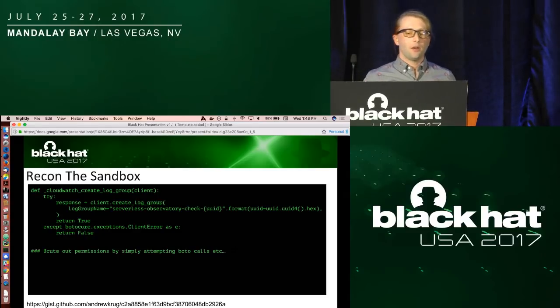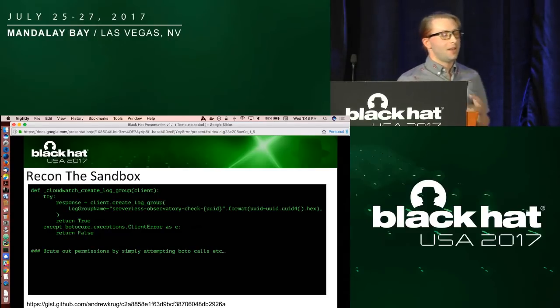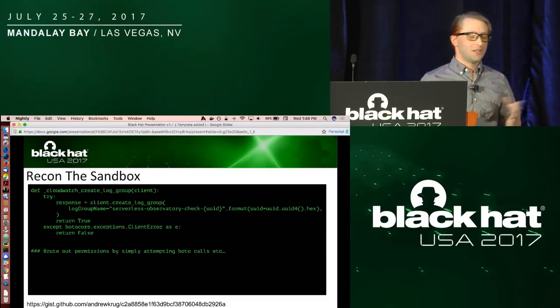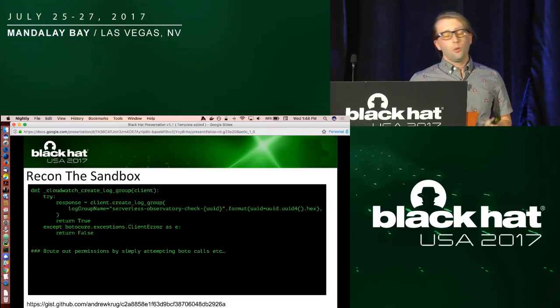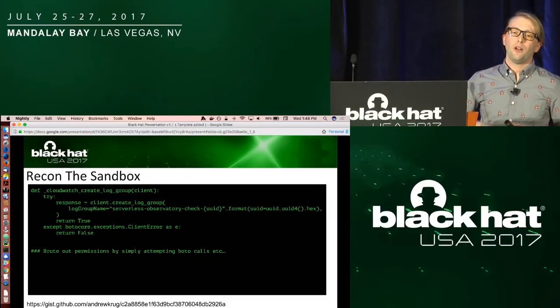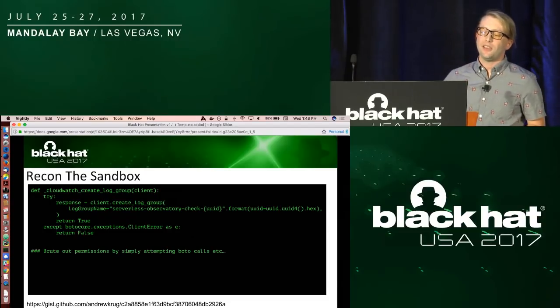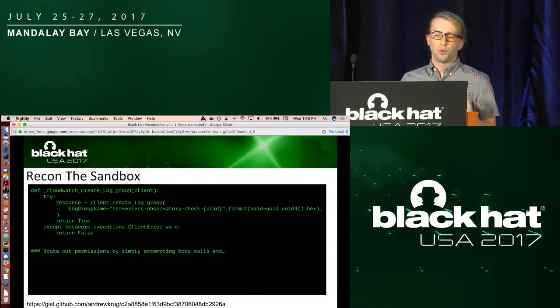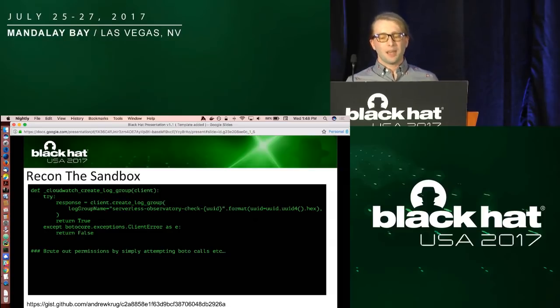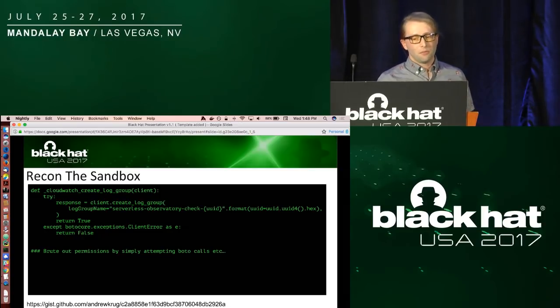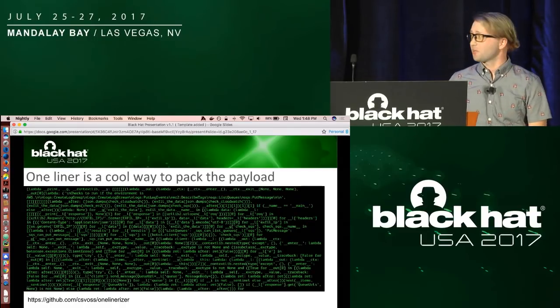So I wrote some reconnaissance code that I used in some of the research that I did, which is linked to in our white paper, where we just try and figure out what can we do in the IAM role that we're in. Can we create CloudWatch log groups? Can we attach ENIs? Can we do A, B, and C in the Amazon environment? So really it's kind of like brute forcing permissions by simply attempting Boto calls and then returning exceptions if we can't. So what that looks like, if you take a bunch of them and you minify them, is this.